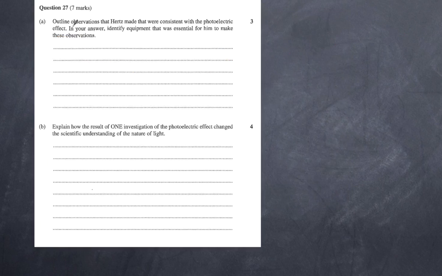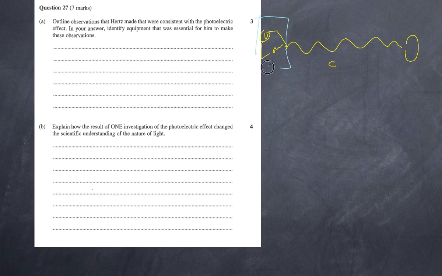Question 27. Question 27a is all about Hertz, and it says outline observations that Hertz made that were consistent with the photoelectric effect. And in your answer, identify the equipment that was essential for him to make these observations. Now you should know something about Hertz's experiments, and that he basically had a spark generator which produced a spark. And of course, we know that over here we had some sort of detector, and we know that it produced an EMR, a radio wave, and he was able to establish that the speed of this radio wave was c, so that was an example of EMR.